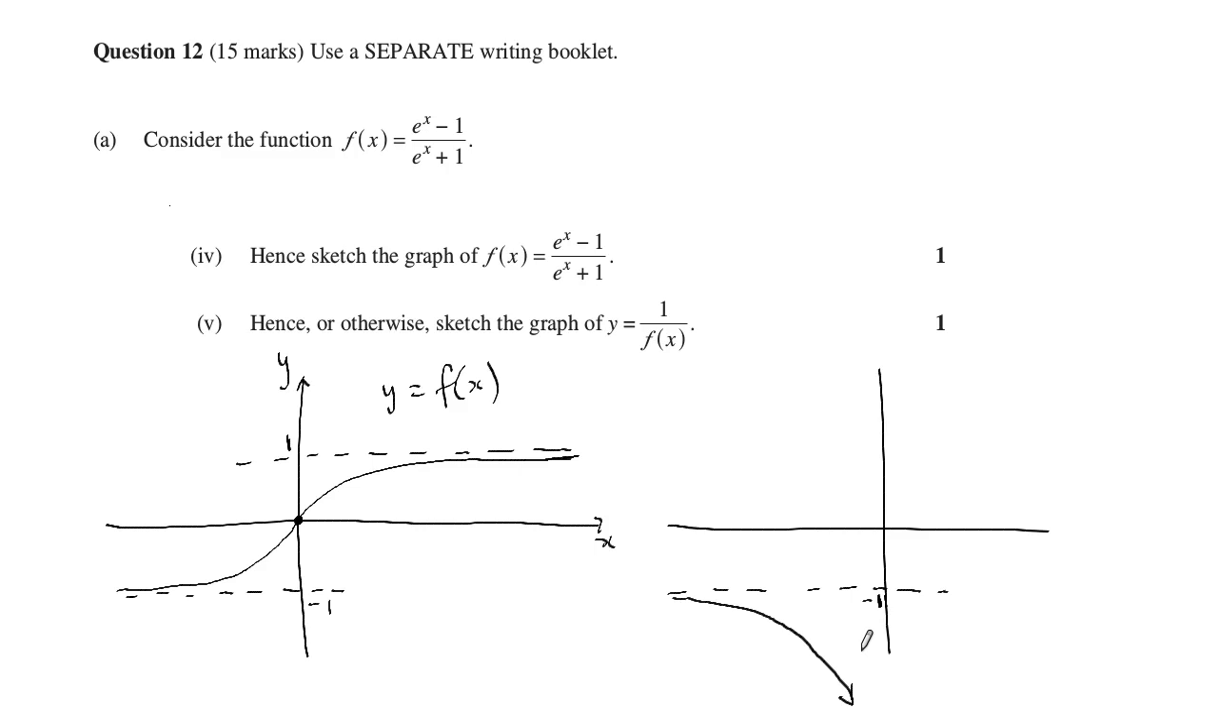And then you're going to get the same sort of thing for the positive values, where when x is really big, you're going to have values close to 1 here, so 1 over that is also going to be close to 1. And then for small y values here, let's say that's y equals 0.01, 1 over that would be 100, so it's shooting off to big values there. So that's y equals 1 on f of x.